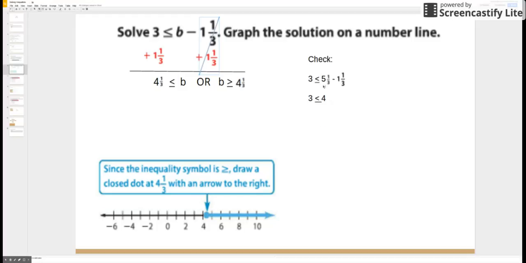Okay, and then to check your work, you can plug in any number that is greater than 4 1/3 because b is greater than 4 1/3. Or you can use 4 1/3 if you want. So I'm going to use 5 1/3. So 5 1/3 minus 1 1/3 gets you 4. And this is the original inequality, right? 3 is less than or equal to 4, which is true.